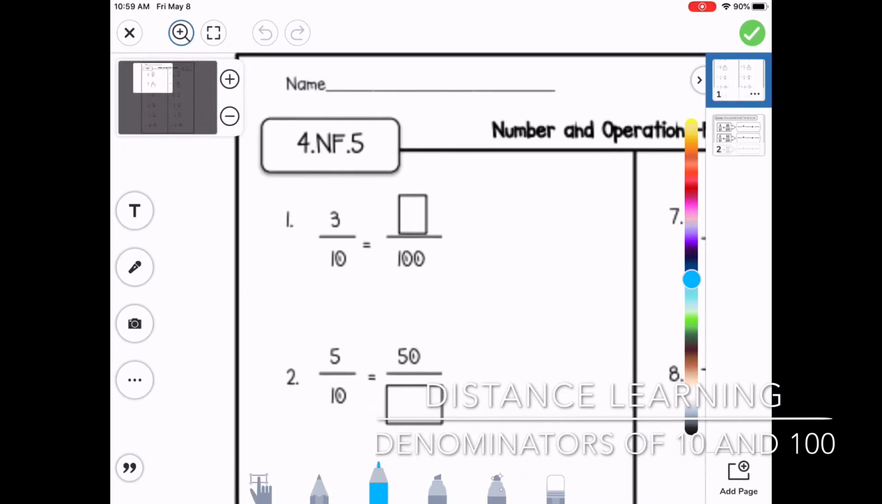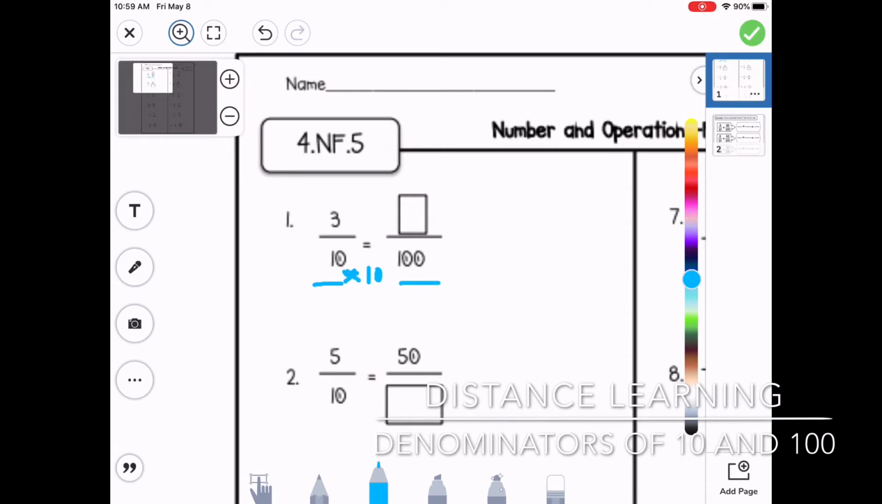All right, question number 1 on the first page is asking you to find an equivalent fraction to 3/10 that has a denominator of 100 instead of 10. So you need to ask yourself, what did you multiply 10 by to turn it into 100? You always multiply 10 by 10 to turn it into 100.